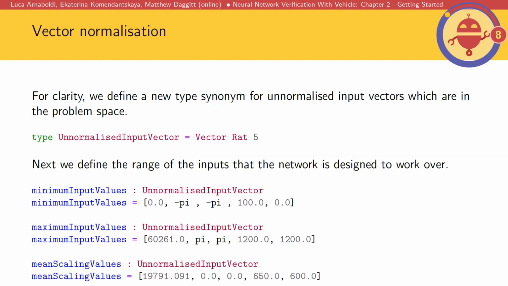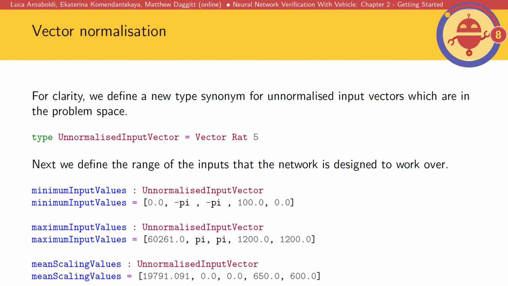So how do we do this? For clarity, let's define a new type synonym. First of all, we say unnormalized input vector is also a vector of rationals of size 5. But then we need to normalize. And the good thing is that in Vehicle, we can just declare the whole normalization procedure. Before that, any of the provers that we've seen did this normalization somewhere else. Maybe some Python script would do normalization. And here we declare exactly how we normalize.